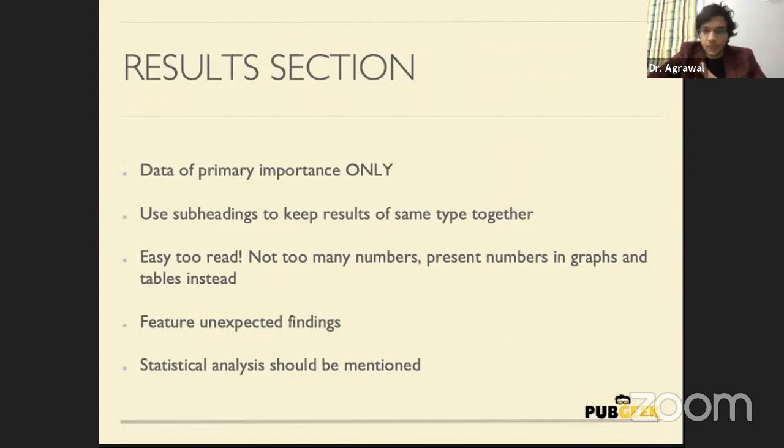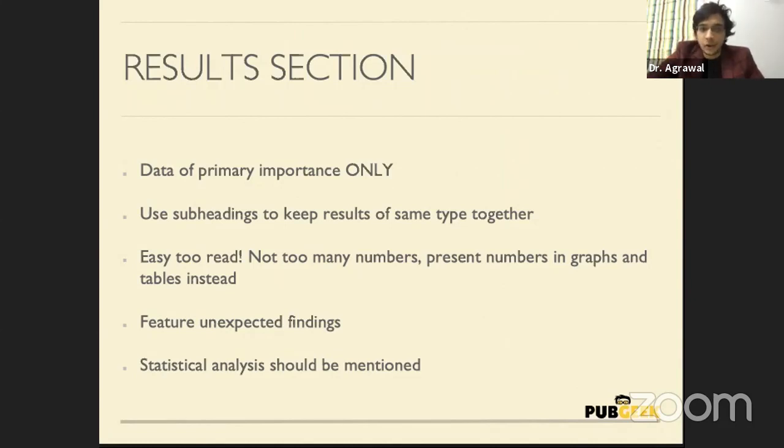And you want to feature your unexpected findings, right? Because when a person is going through results, he's already a little confused by the numbers and exactly what's going on there. I'm not saying write it in bold or italics, but mention it maybe in a separate paragraph, or at the start or at the end of your results, right?